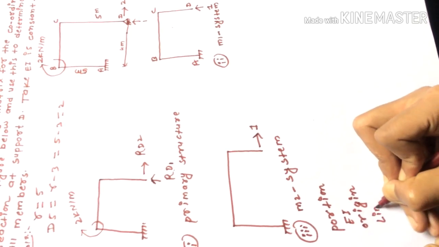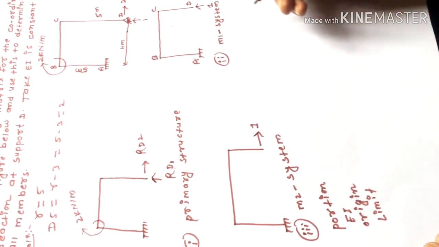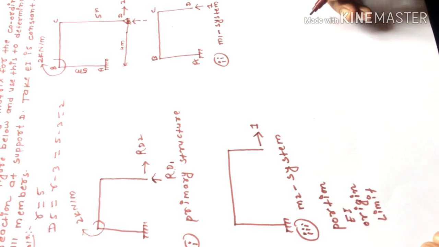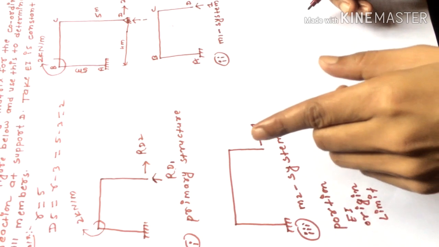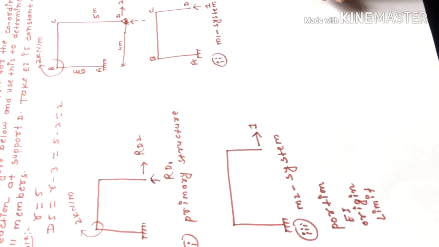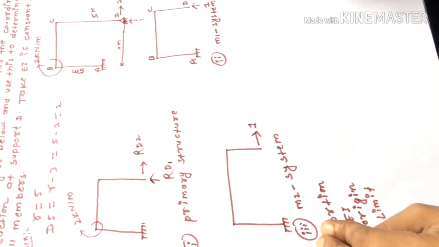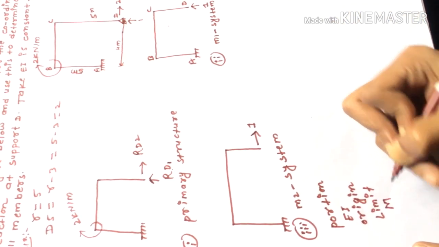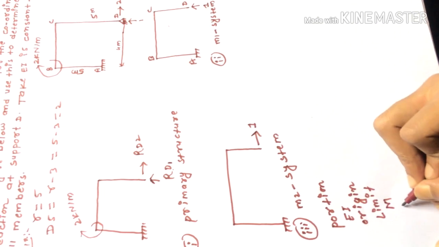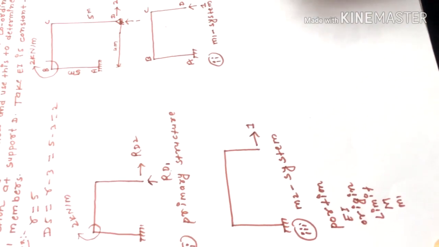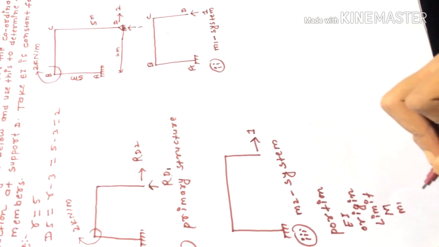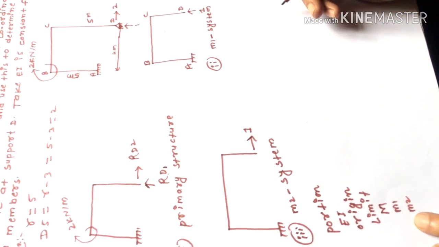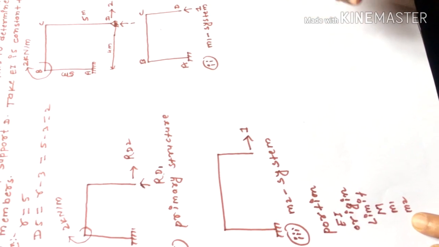Next, limit. And in the figure we can see the moment due to external loading. This is the primary structure, and let us draw a figure of the moment due to external loading, that is M. Moment due to unit force applied in the direction of RD1, that is M1. Moment due to unit forces applied in the direction of RD2, that is M2.